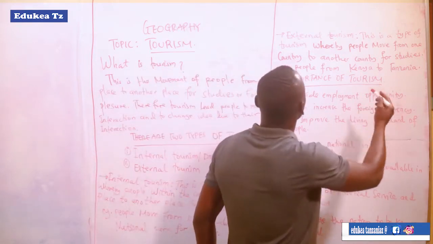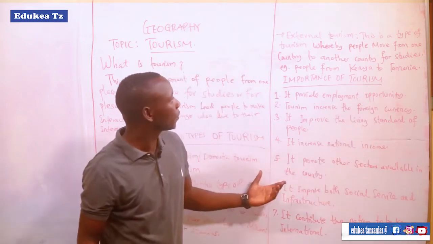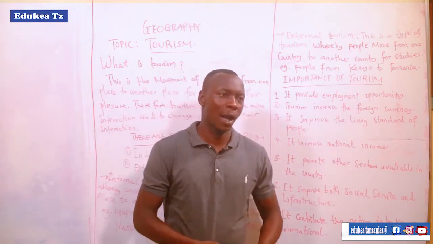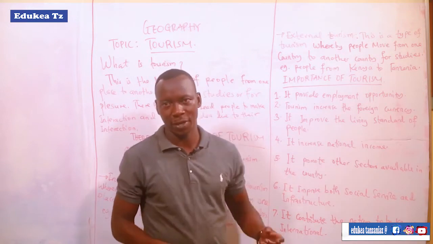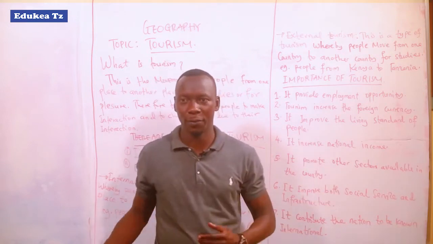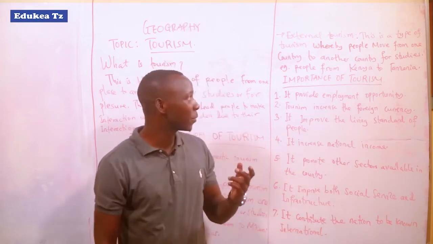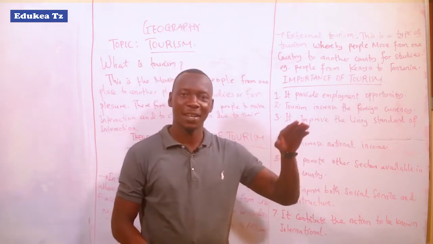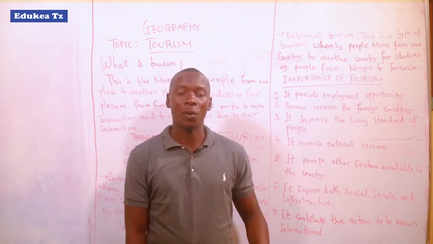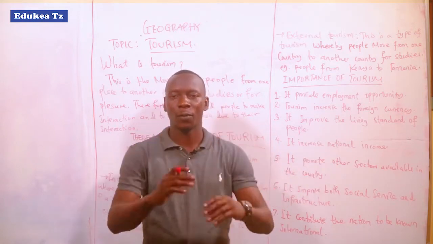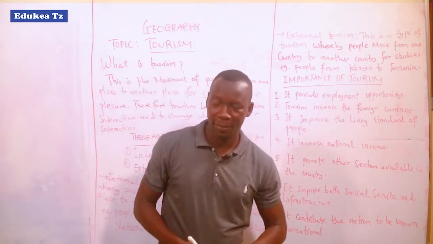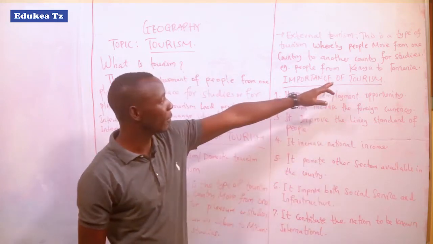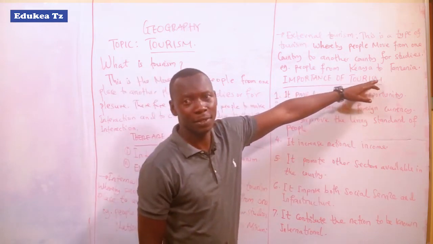External tourism is a type of tourism whereby people move from one country to another country, either for leisure or for studies. Let me make more clarification so that everybody can differentiate internal tourism and external tourism. External tourism is the type of tourism whereby people move from one nation to another, or from one continent to another, for the purpose of refreshing their minds, for pleasure, or for studies. For example, people can move from Kenya to Tanzania.